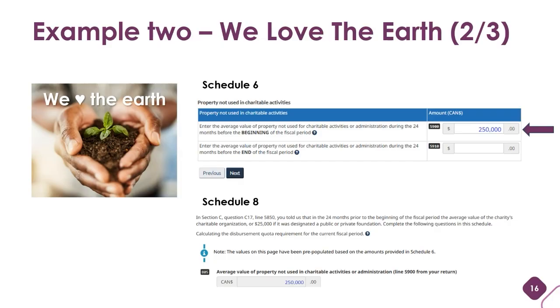Since the charity is a private foundation and the average value is over $225,000, then they must proceed with calculating and meeting their DQ. So they would have answered yes to question C17. And since they wrote $250,000 on line 5900 of Schedule 6, line 805 of Schedule 8 will automatically be populated as well.